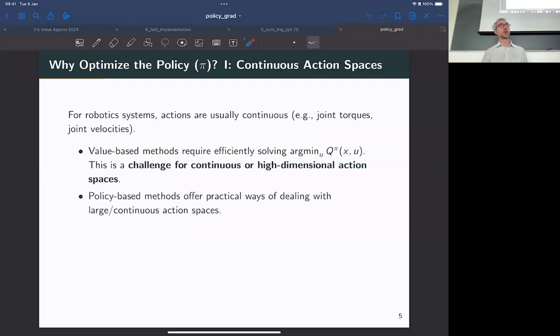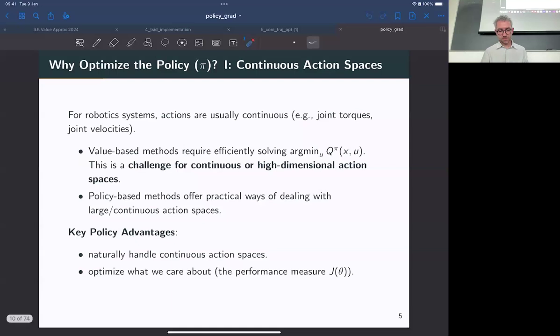Instead, if we switch to these policy-based methods, we don't need to overcome that issue because we don't have any action value function, we just learn the policy. And also another advantage, which is less obvious, is that in policy-based methods, we directly optimize what we care about, which is the average performance of the policy for the environment we want to control. Instead, with the value-based methods, we were not directly optimizing that.